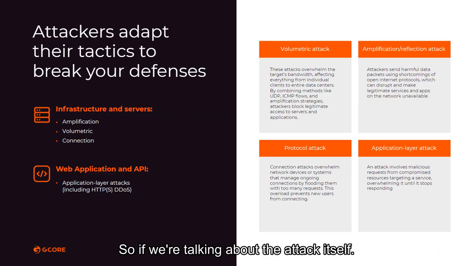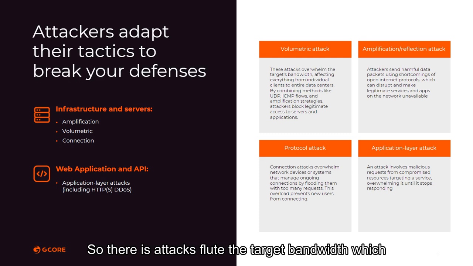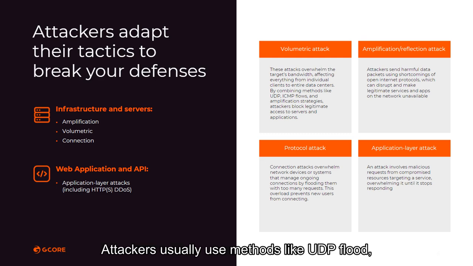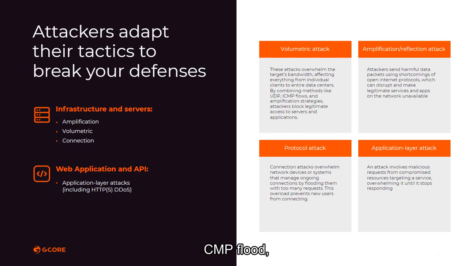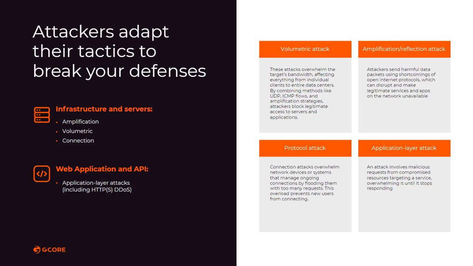So if we're talking about the attacks themselves, attacks usually fall into a few main categories. Volumetric attacks. These attacks flood the target's bandwidth, which can affect anything from individual servers to even entire data centers. Attackers usually use methods like UDP flood, TCP flood, ICMP flood, and amplification techniques to block legitimate access to the server's application or the whole infrastructure.